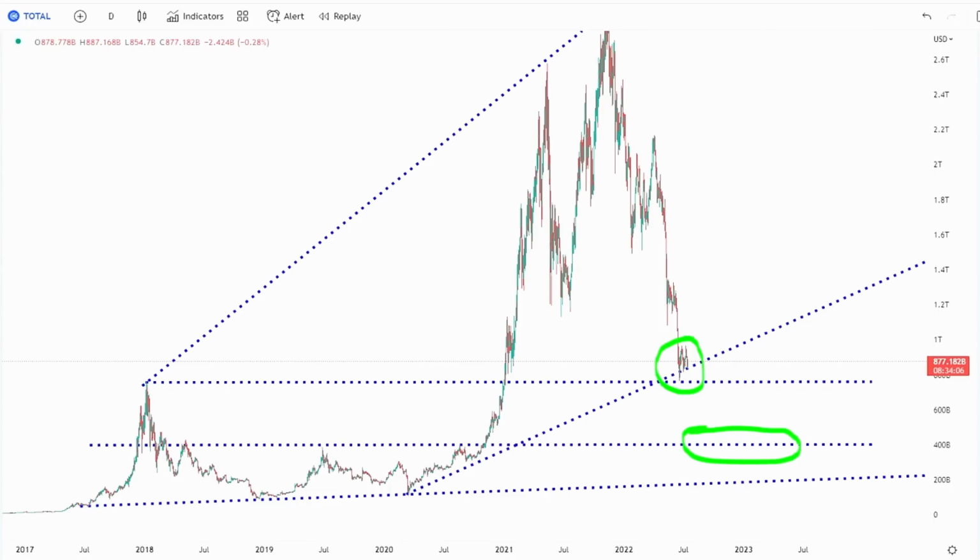We could just as well fan around here for a bit and start a nice casual base before moving up. We do not want to see V reversals in price. V reversals in price are short-lived. What we want to see is a nice base.